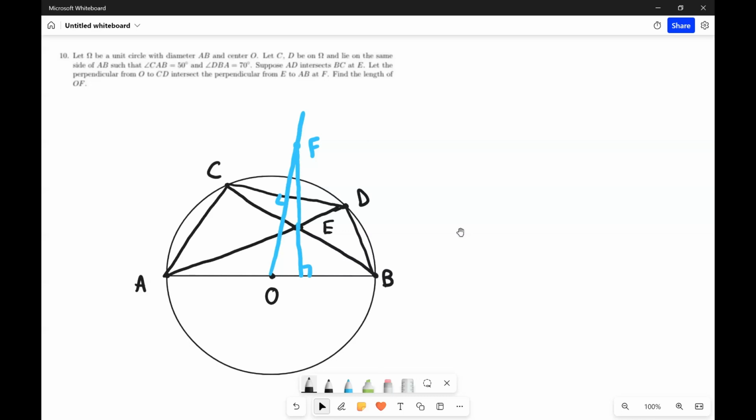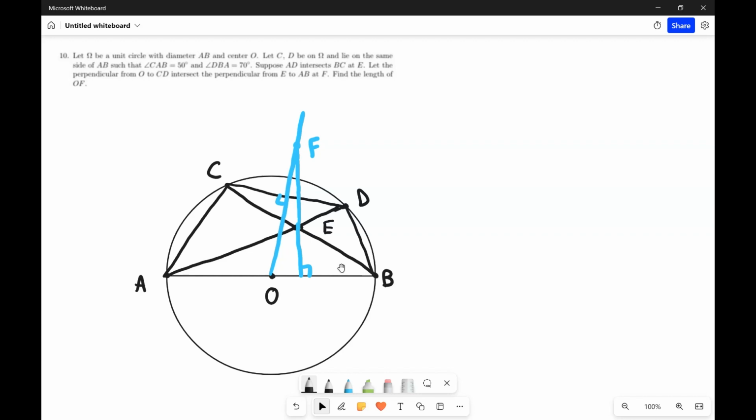Let omega be a unit circle with diameter AB and center O. Let C and D be on omega and lie on the same side of AB such that angle CAB is equal to 50 degrees and angle DBA is equal to 70 degrees. Suppose that AD intersects BC at point E. Let the perpendicular from O to CD intersect the perpendicular from E to AB at point F.